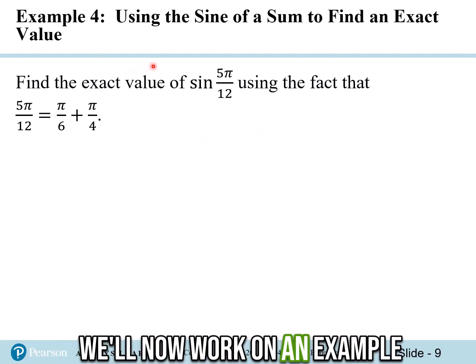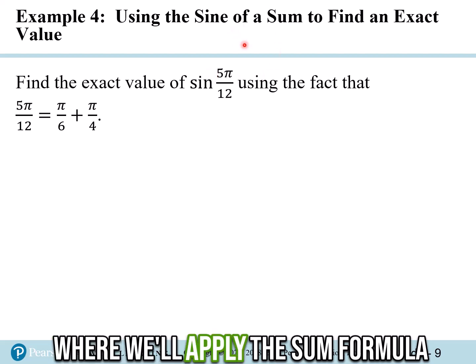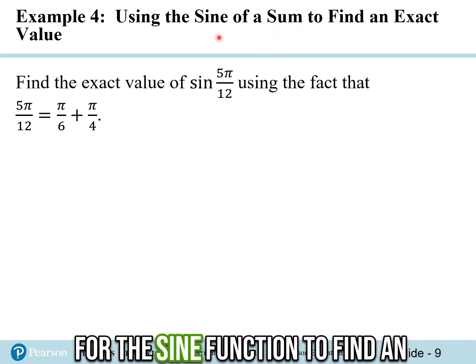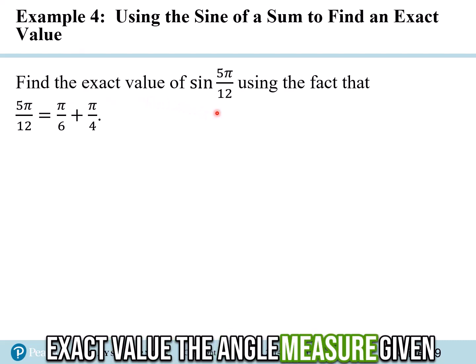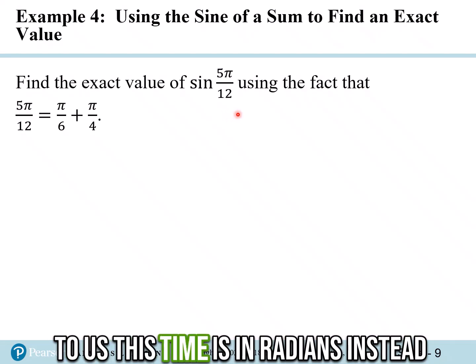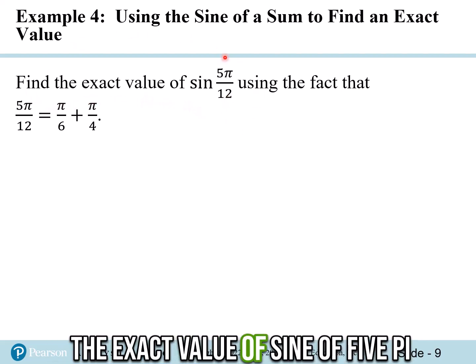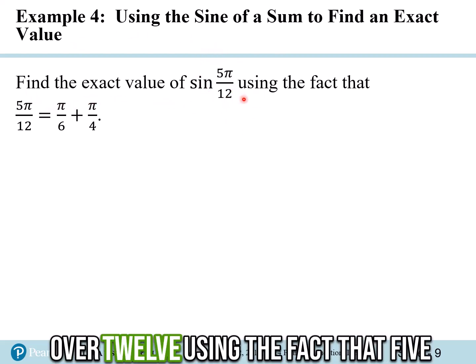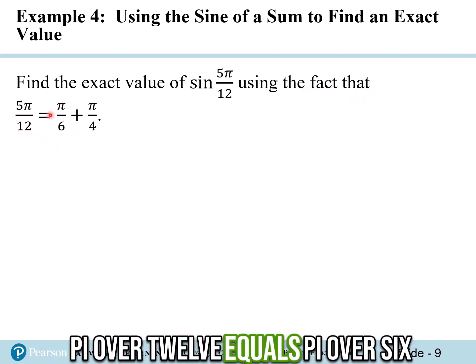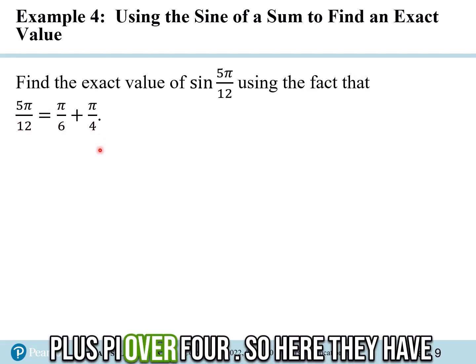We'll now work on an example where we'll apply the sum formula for the sine function to find an exact value. The angle measure given to us this time is in radians instead of in degrees. The question says find the exact value of sine of 5 pi over 12 using the fact that 5 pi over 12 equals pi over 6 plus pi over 4.